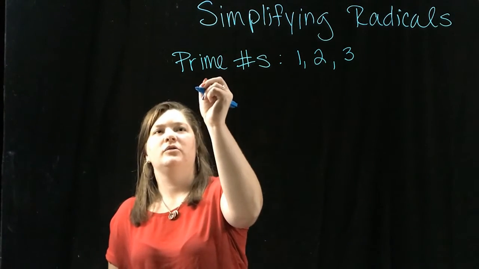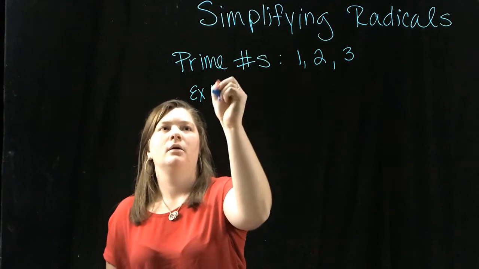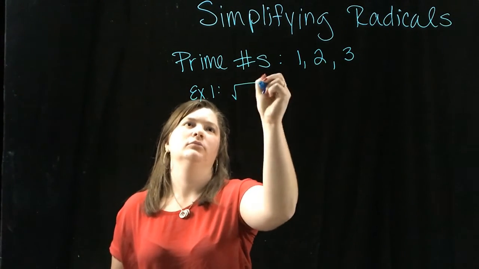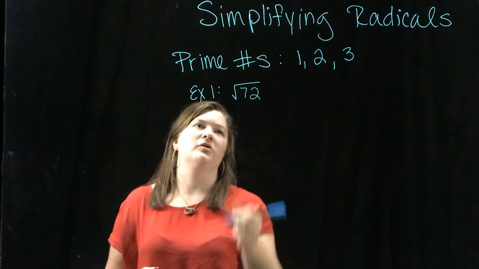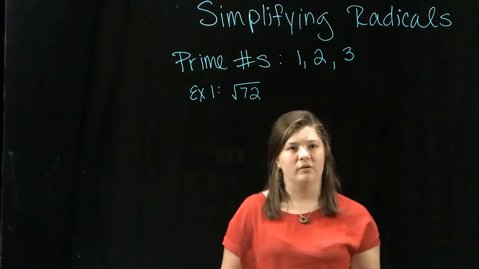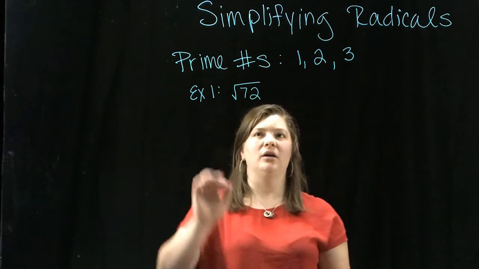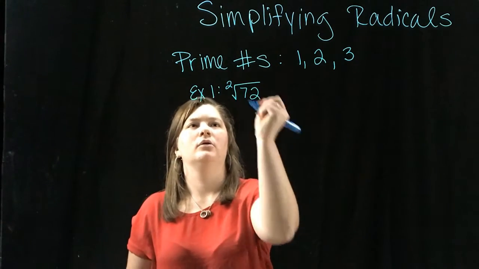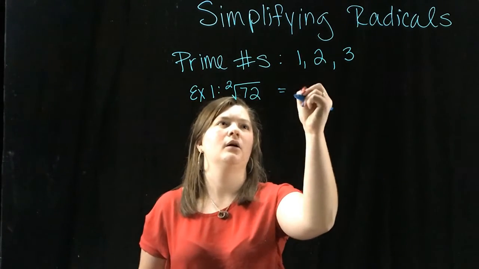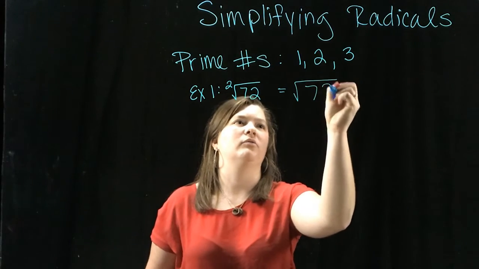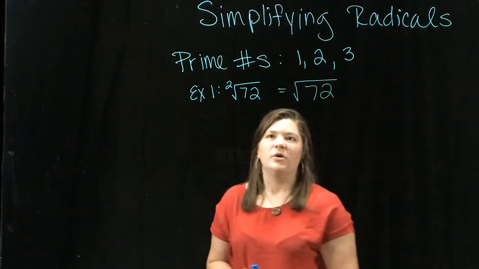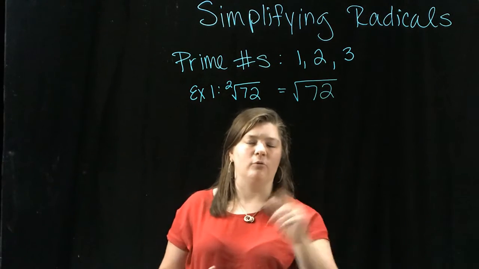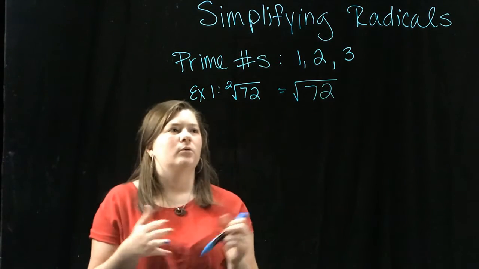So our first example, we are going to simplify radical 72, which is also known as the square root of 72, because we could have a different number than 2 here. We could replace this 2 with a 3 and have it be cube root and different ones like that. So here we want to break it down.